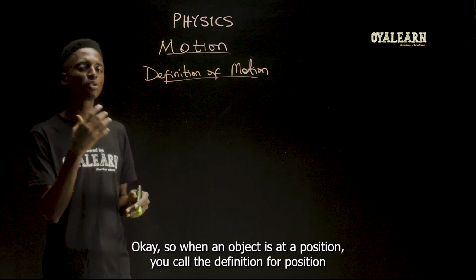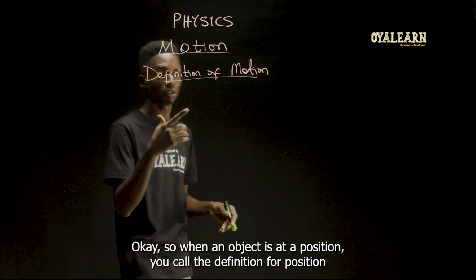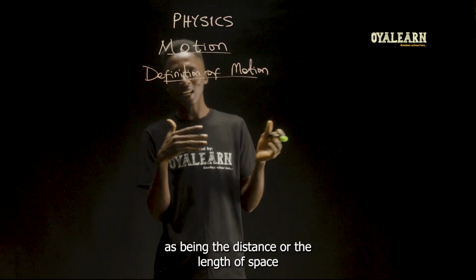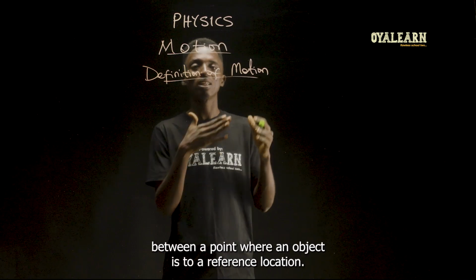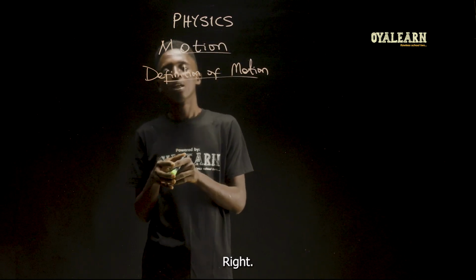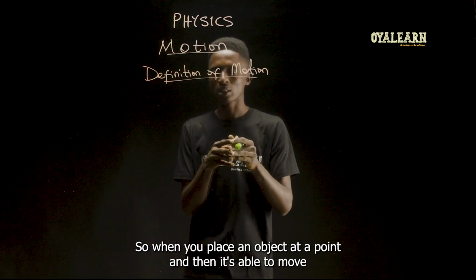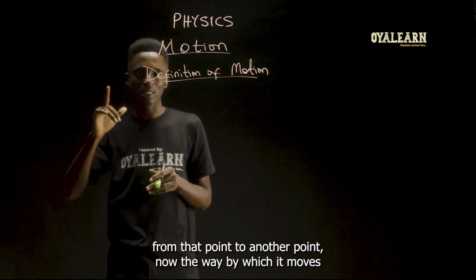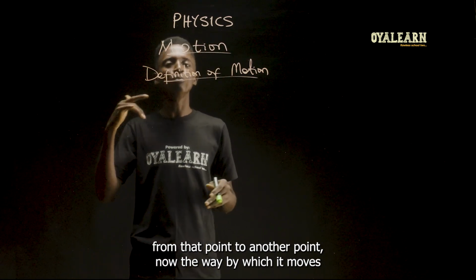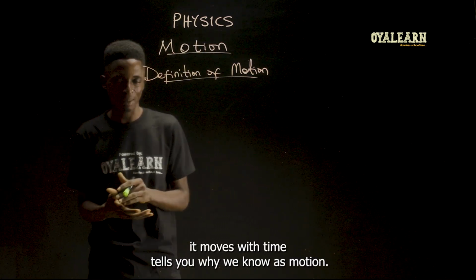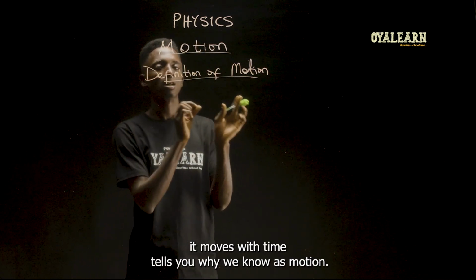So when an object is at a position, you recall the definition for position as being the distance or the length of space between a point where an object is to a reference location. So when you place an object at a point and then it's able to move from that point to another point, the way by which it moves or how it moves with time tells you what we know as motion.